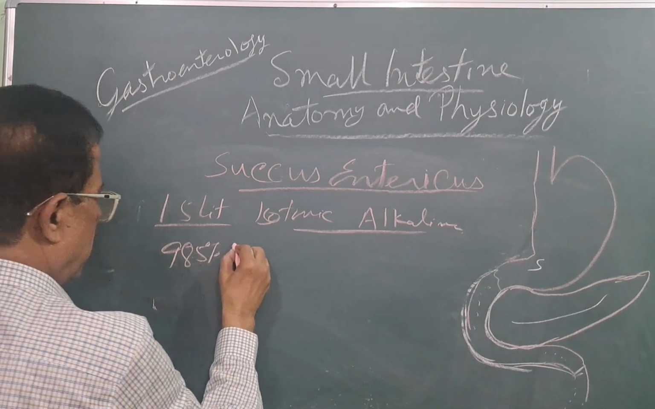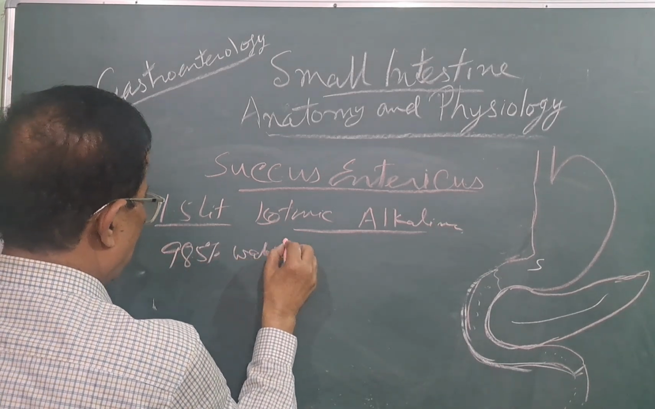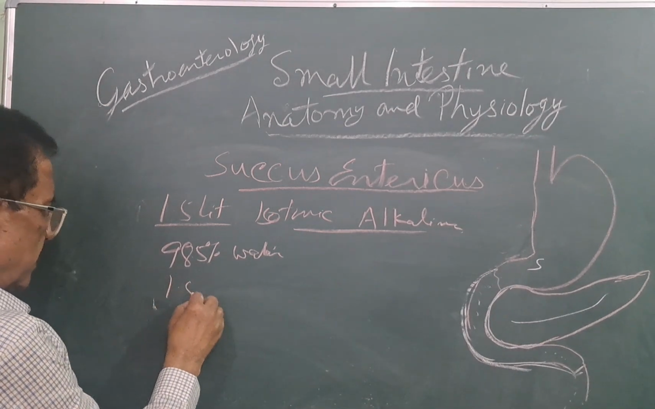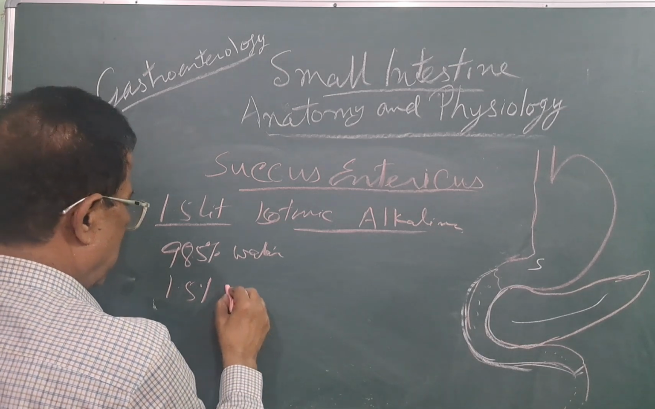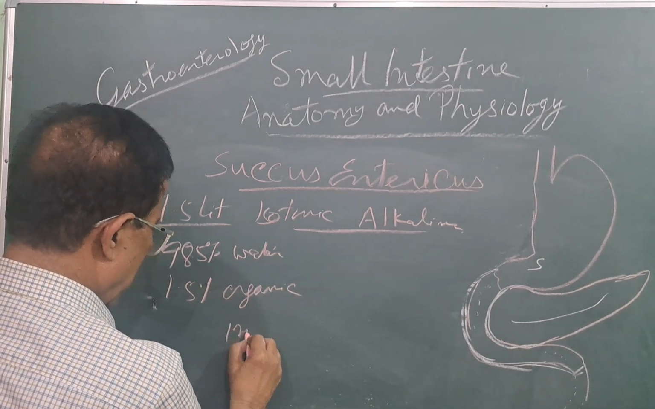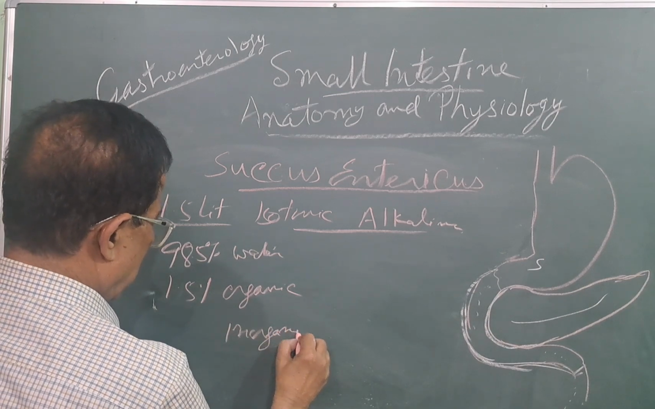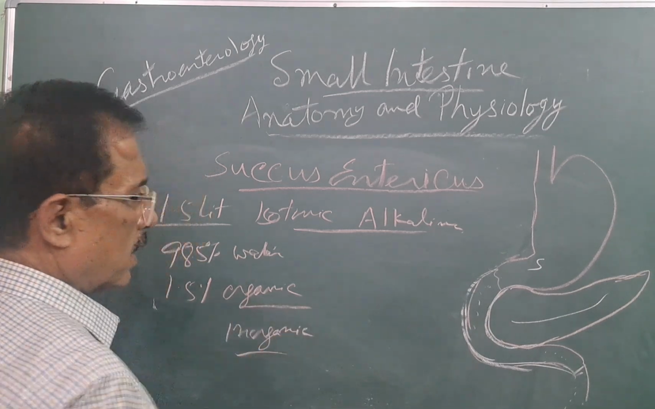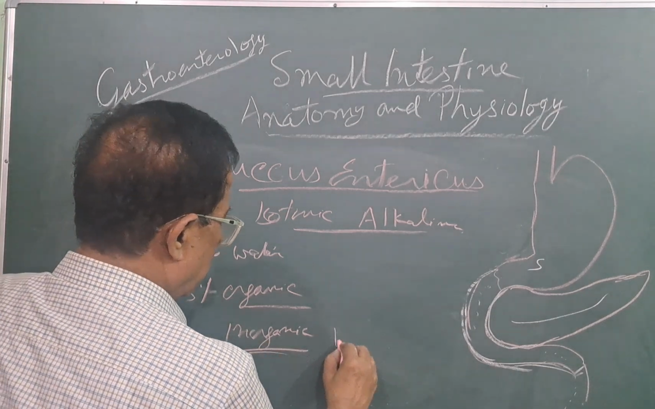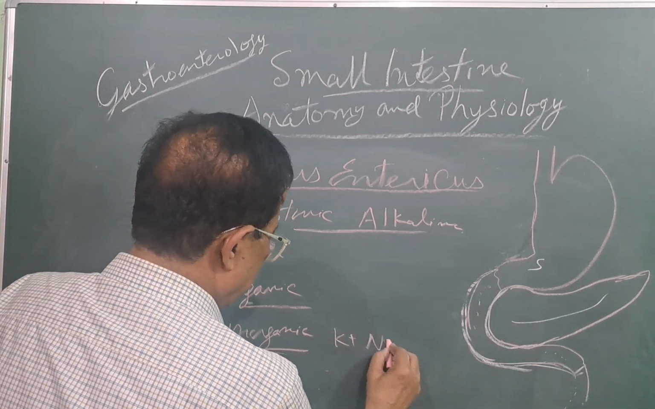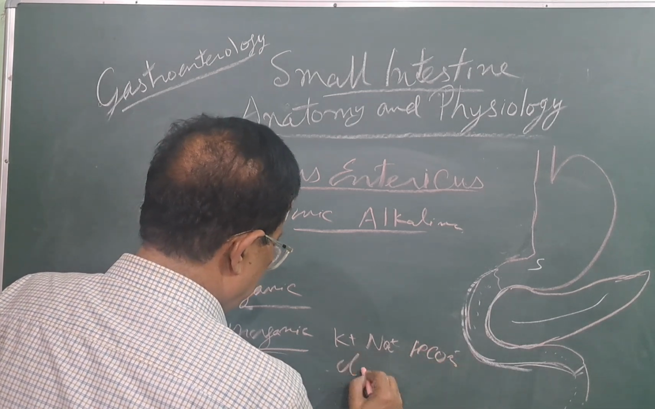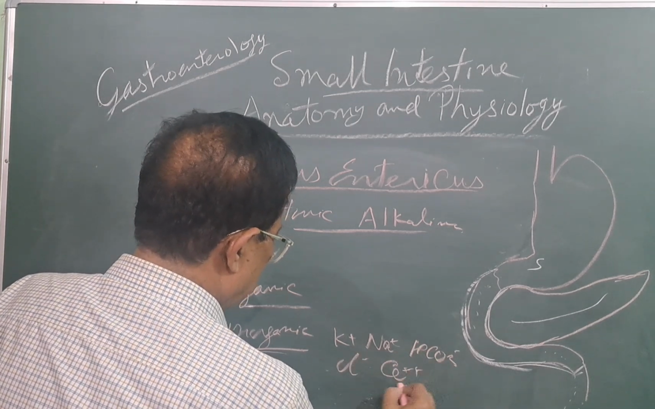98.5% is water and the rest, 1.5%, is organic and inorganic substances. In the inorganic part, potassium, sodium, bicarbonate, chloride and calcium ions are present.